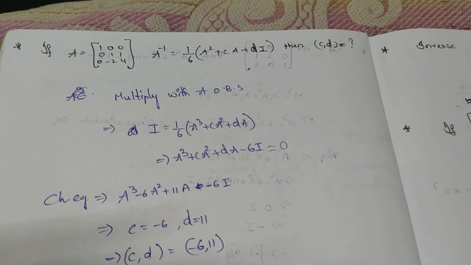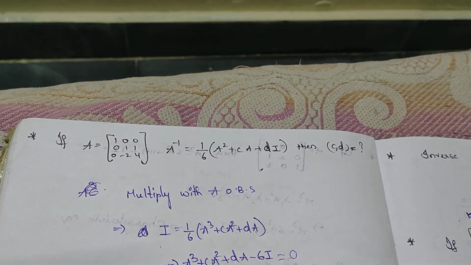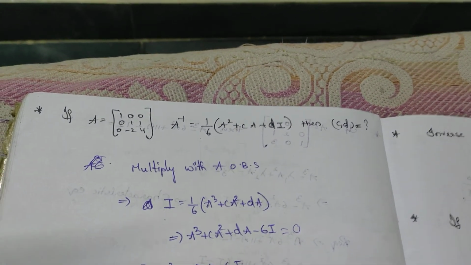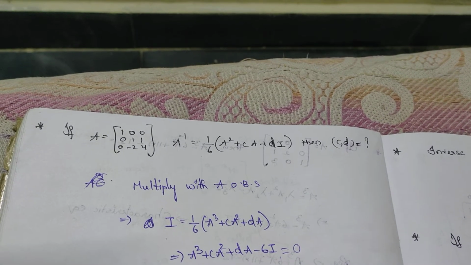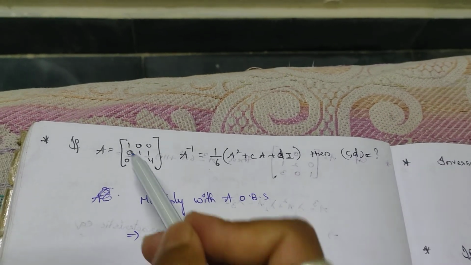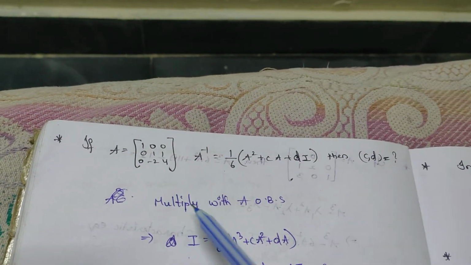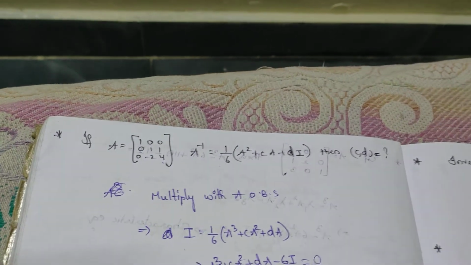Now what is the characteristic equation we have to see? Every matrix satisfies its characteristic equation. Every matrix satisfies its characteristic equation, once you check it out. See here, I am writing the characteristic equation.